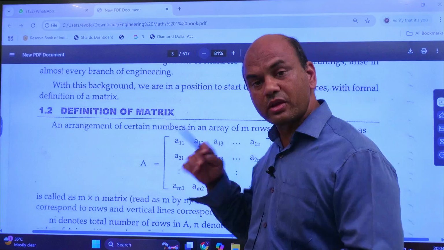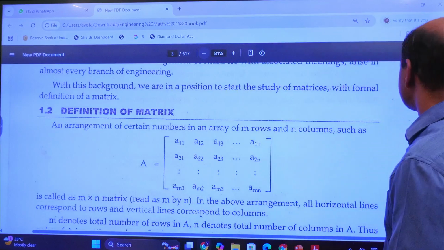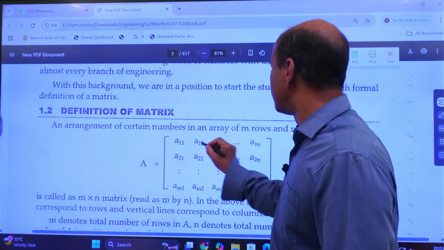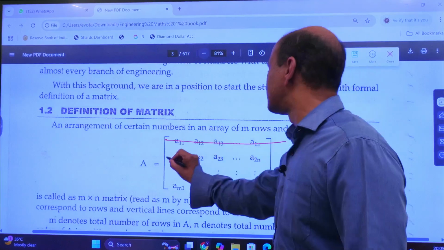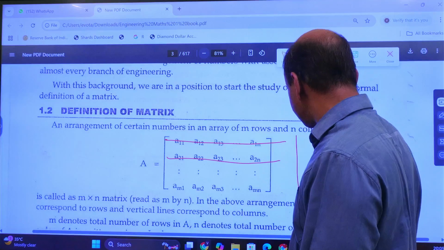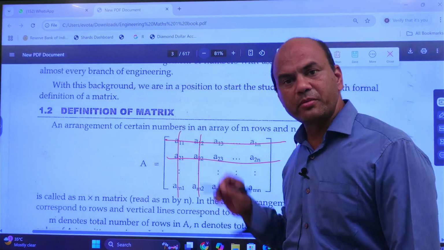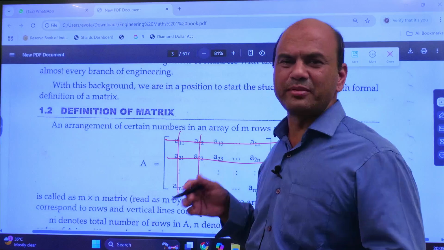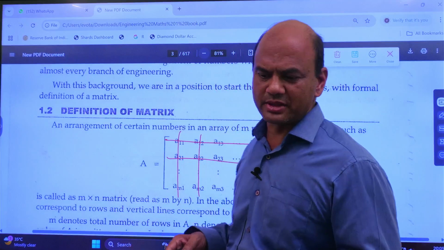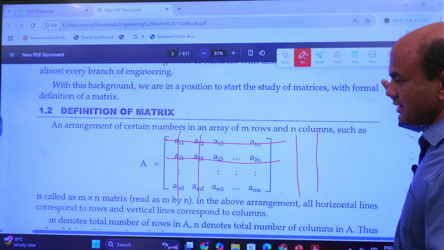M rows, what are rows firstly? All these are rows. See this, all these are rows over here. This one is a row. This is a row. And what are columns? These are columns. So this is a column. This is a column. M rows, n columns. It can be 2 by 2, it can be 2 by 3, it can be 3 by 2, anything. Any combination is possible. Okay? So you need to understand this M and N. So move on.